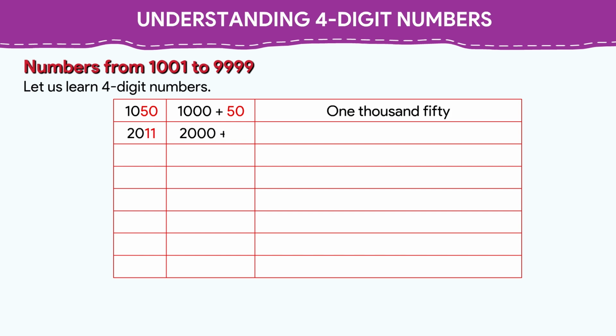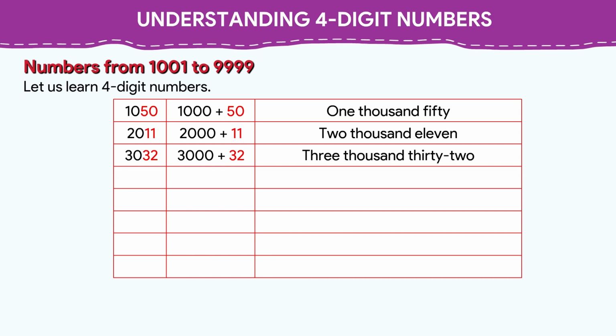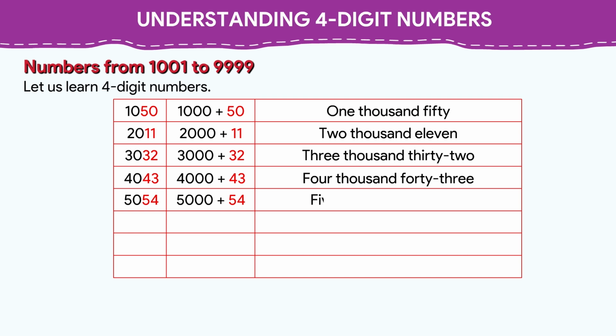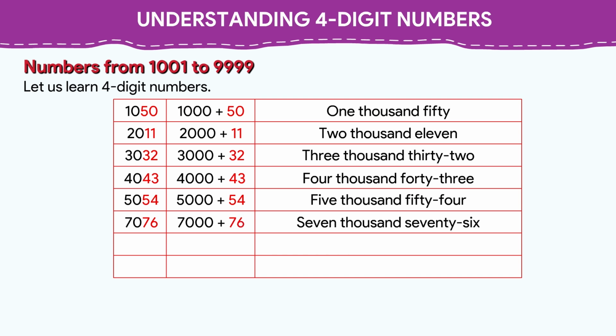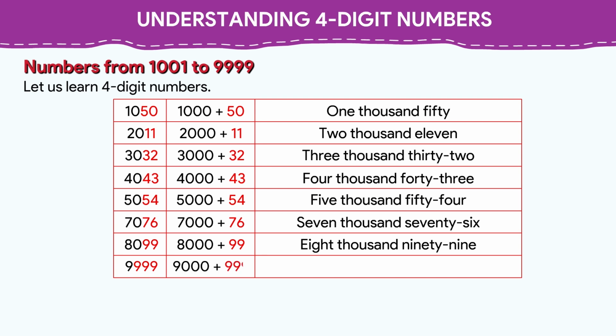2011. 2000 plus 11, 2011. 3032. 3000 plus 32, 3032. 4043. 4000 plus 43, 4043. 5054. 5000 plus 54, 5054. 7076. 7000 plus 76, 7076. 8099. 8000 plus 99, 8099. 9999. 9000 plus 999, 9999.